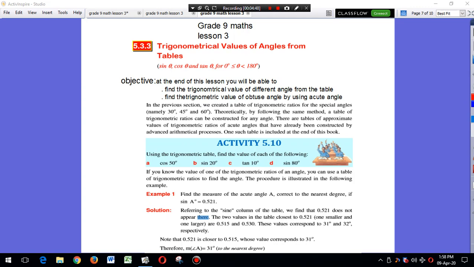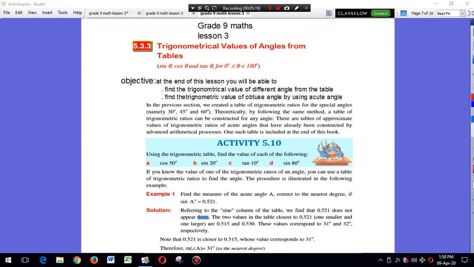Referring to the sine column of the table, we find that 0.521 does not appear there, right? The two values in the table closest to 0.521, one smaller and one larger, are 0.515 and 0.530. These values correspond to 31 degree and 32 degree respectively.